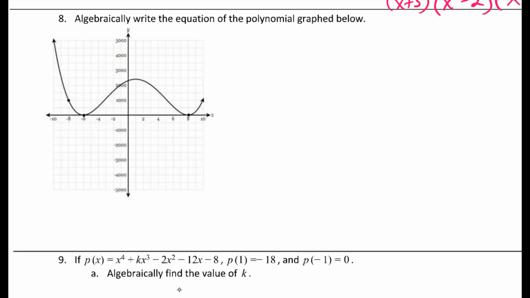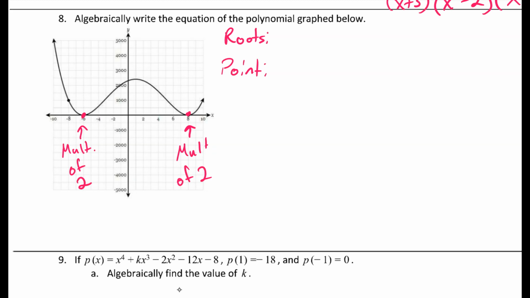For number 8, algebraically write the equation of the polynomial graph below. So in order to write the equation, you need two things. You need the roots, and you need some other point on your graph that is not one of those roots. So I notice I've got these roots right here, negative 6 and 8, but they both have a multiplicity of 2 because they bounce off the axes. So really, my roots are negative 6, negative 6, and 8, and 8, because they have a multiplicity of 2 because I see bounces there.